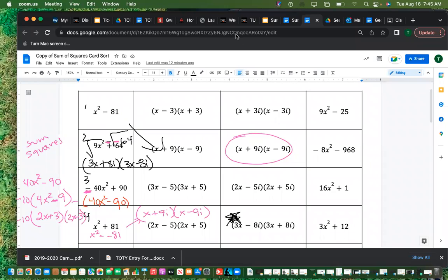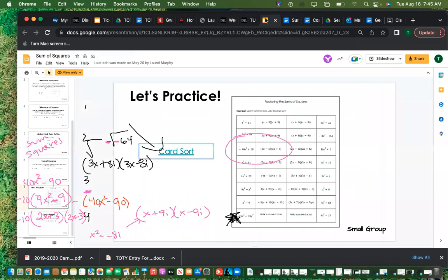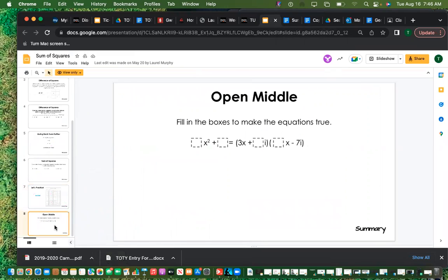Okay, so going back to our PowerPoint, you've got one more question that I want you to do, and then we're done for the day. What I'd like for you to do is fill in the boxes to make the equations true. Now I think there's more than one right answer on this one. Fill in the boxes to make the equations true. Take a moment, think about it, and then we're going to talk about it in just a second.